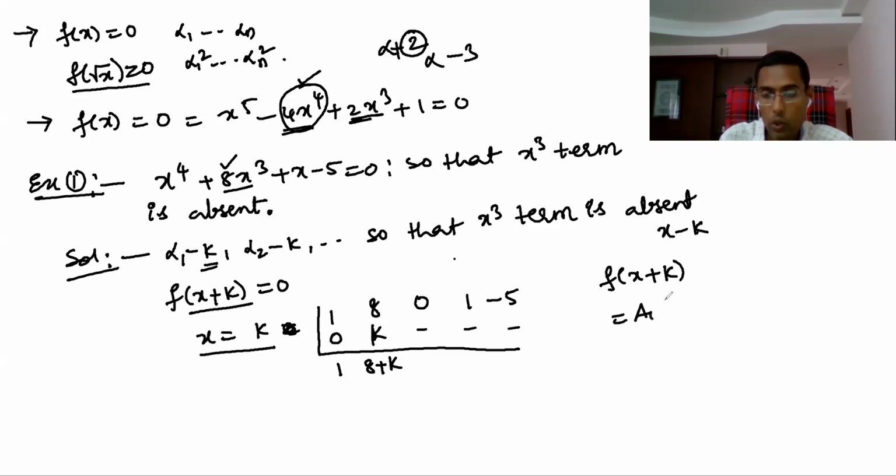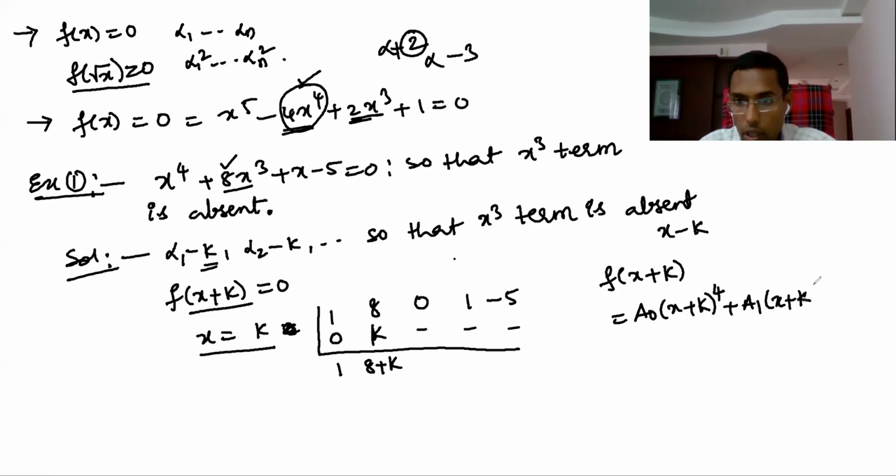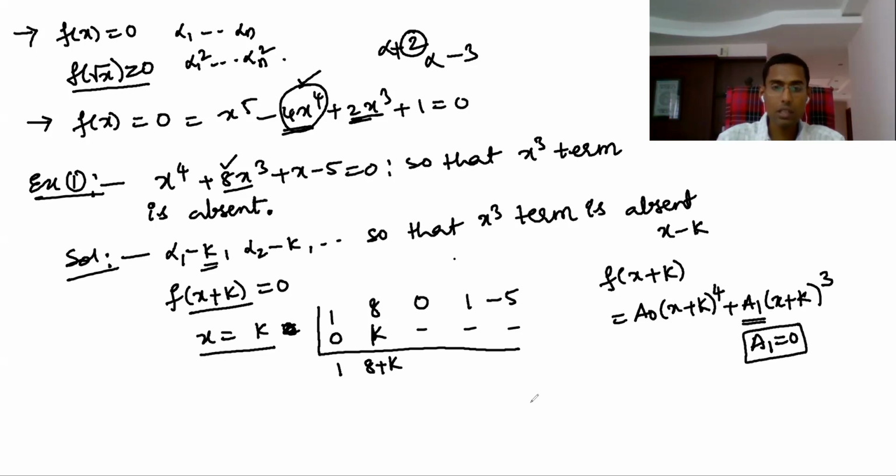Here some a naught into x plus k whole power 4 you get, plus a1 into x plus k whole power 3 you get. Then a1 I should make 0. If I make a1 0, then the third degree term is eliminated. That is the thing here. Where do I get a1? In this line I get a1. So the remaining terms are not required.